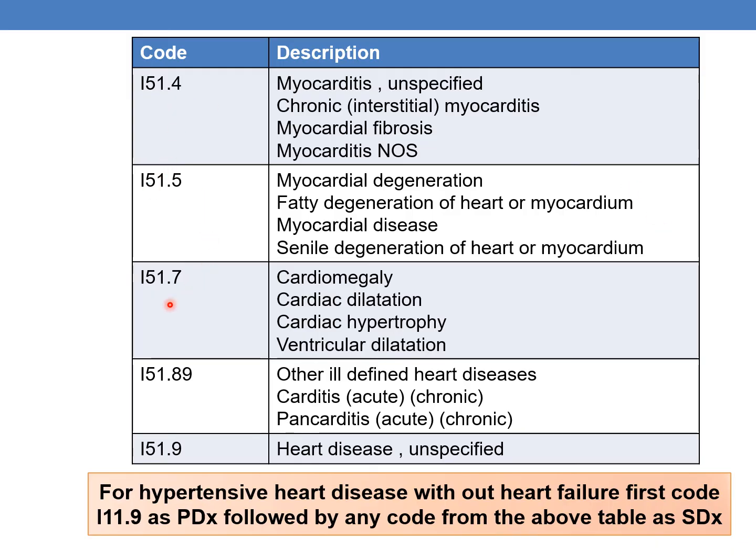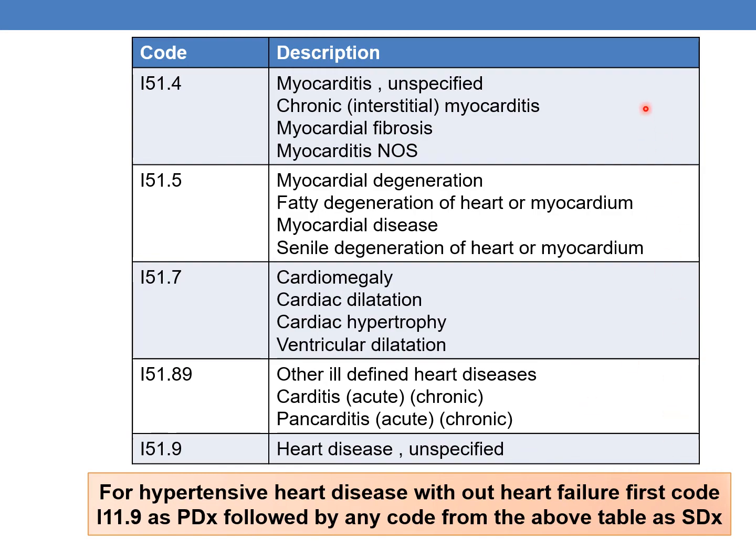And I51.7 indicates cardiomegaly. If the physician documents either cardiac dilation or cardiac hypertrophy or ventricular dilation, in all these cases also you need to code cardiomegaly only. And finally coming to I51.89, other ill-defined heart diseases. For carditis acute or chronic and for pancarditis acute or chronic, you need to code I51.89. And finally I51.9 for heart disease unspecified.